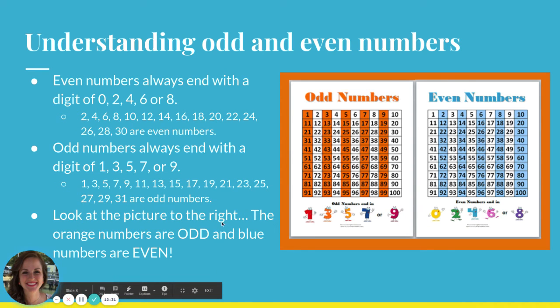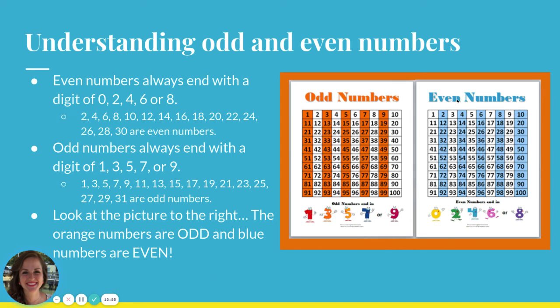So if you look at the picture to the right, the orange numbers are odd. So if you see these columns in orange, these are all our odd numbers. So look, 1, 1, 1, 1, 1, 1. See how these numbers all end with a 1? And what about here in the ones place? We have a 3, a 3, a 3, a 3. And then 5s, 7s, and our 9s.